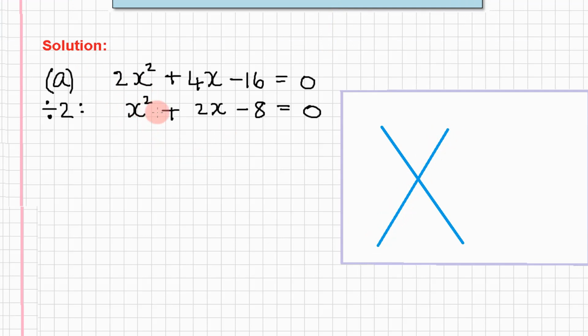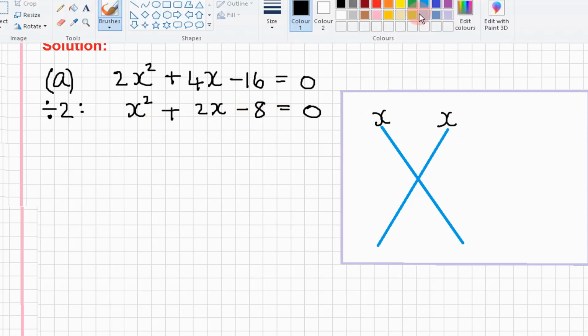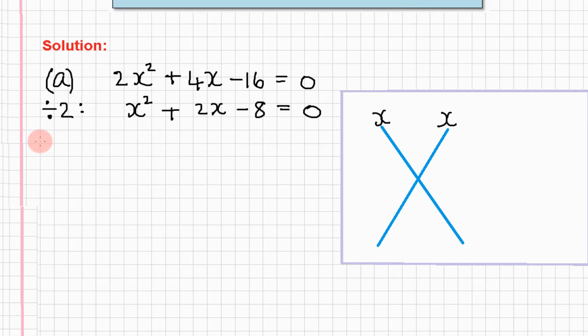The factors of x squared will be x and x. So x times x is x squared. And now we can look at the factors of 8. Of course, it's 1 and 8, and 2 and 4. We need a middle term of positive 2x, so we need a 2 here.